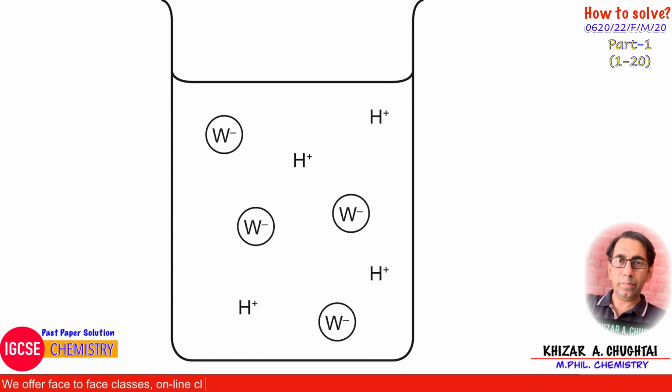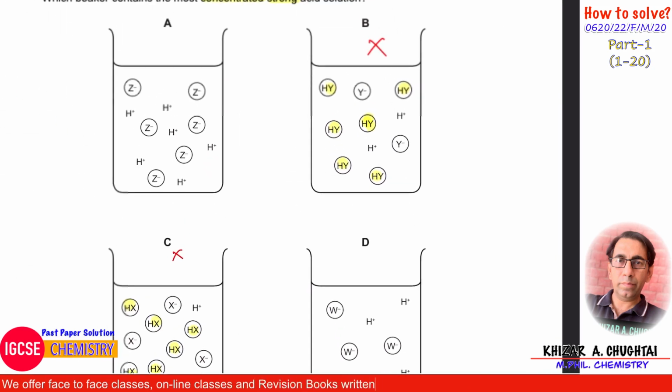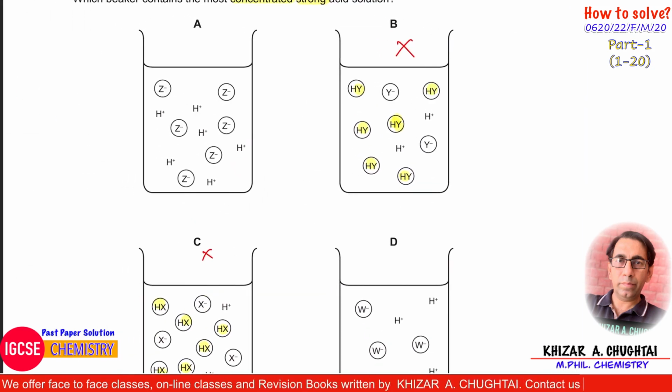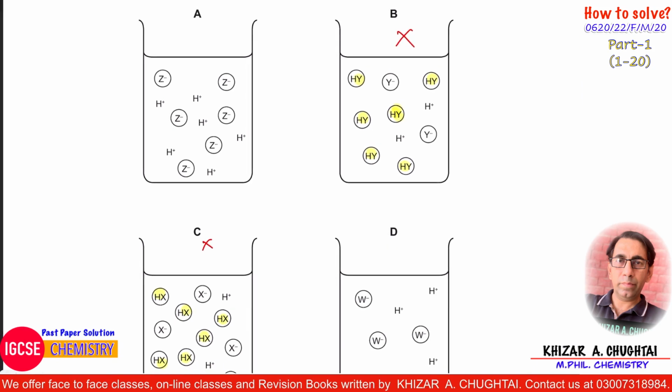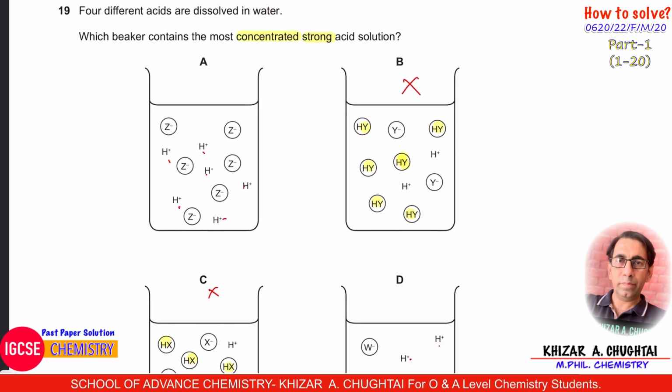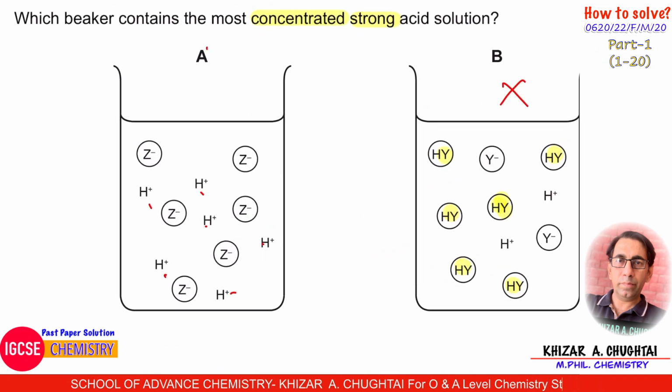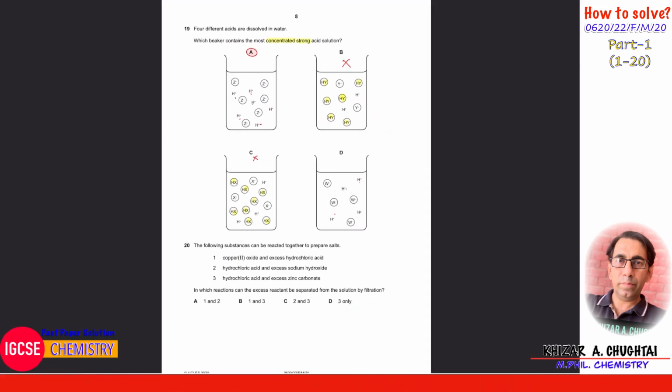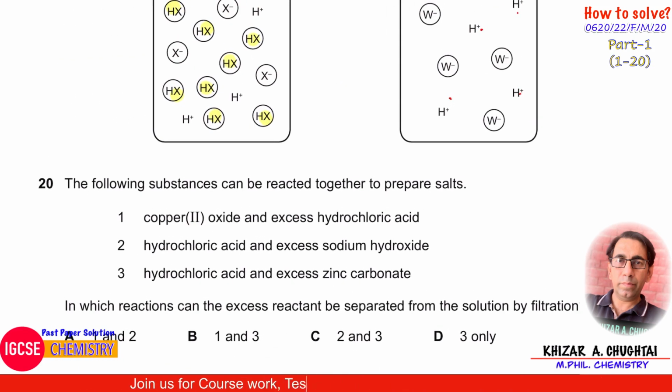Then come towards D. Yes, it could be. Now let me compare, we are having only two options, A or D. Which one is having more number of H positive ions? D has 1, 2, 3, 4 H positive ions, A has 1, 2, 3, 4, 5, 6. So A is more concentrated and it is a strong acid as well. So A is the correct option.